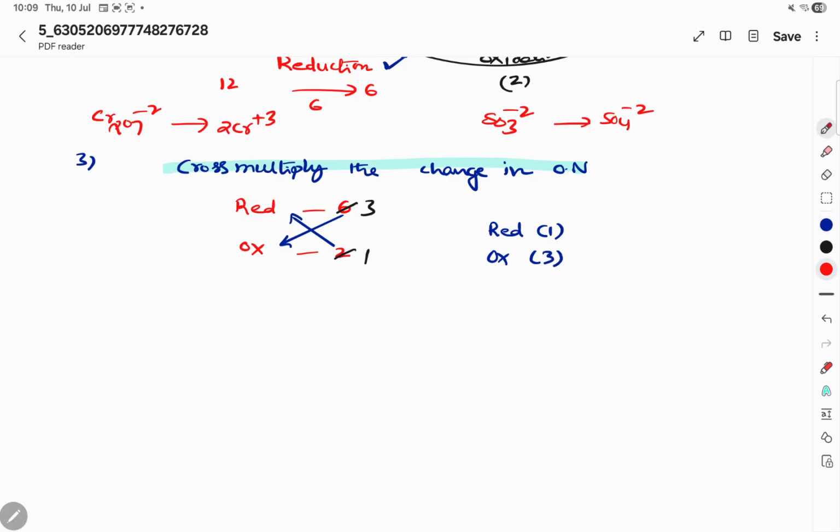Now you can do this. Reduction reaction multiply with 1. Cr2O7 minus 2 gives rise to 2Cr3 plus. Next, sulfite ion. SO3 minus 2 converted into SO4 minus 2. You have to multiply the oxidation reaction with 3, 3 times. So be careful with this. Okay, students? Reduction reaction multiply with 1. Oxidation reaction multiply with 3.